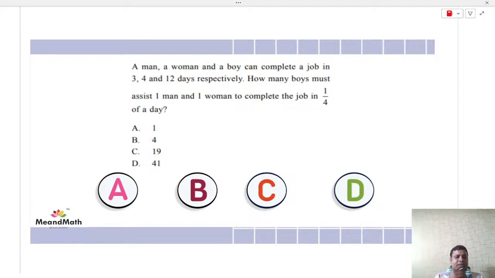Why did this happen? Let's understand. A man can complete a work in 3 days. So in 1 day, how much work can he complete? 1/3. In the second day, 1/3. In the third day, 1/3. So if anyone can complete any work in X days, then he can complete 1 by X of the work in 1 day. So for a man the 1 day work will be 1/3, woman 1/4, and boy 1/12.